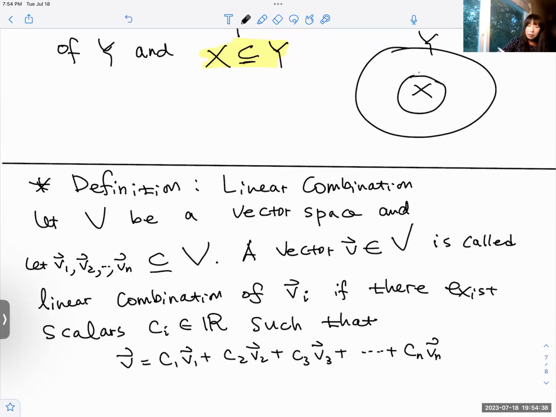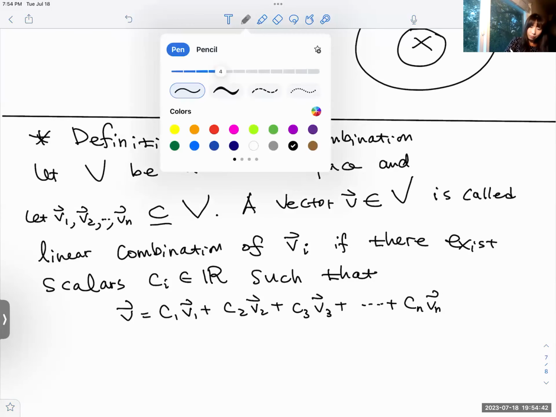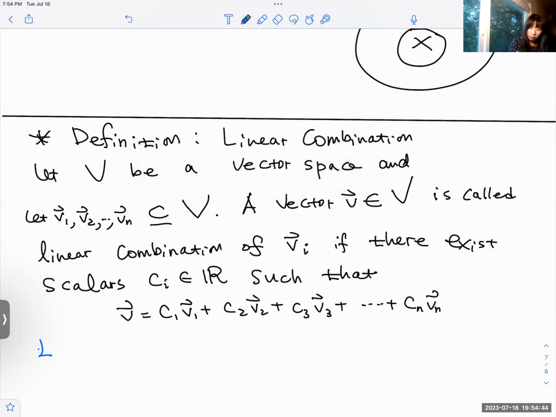So linear combination, we might think of it as a sum of vectors with scalar multiplication, right?